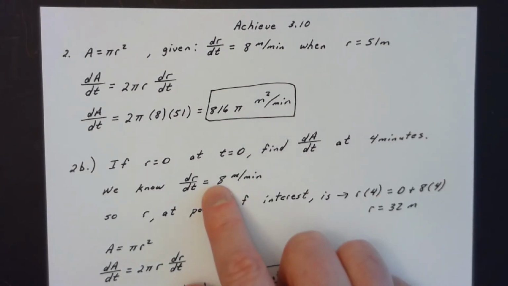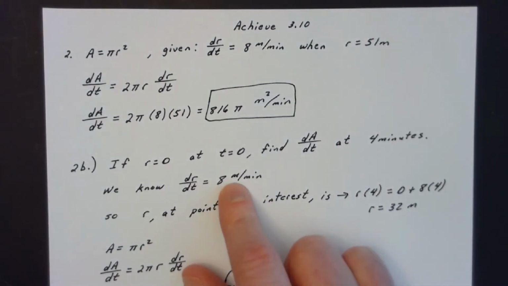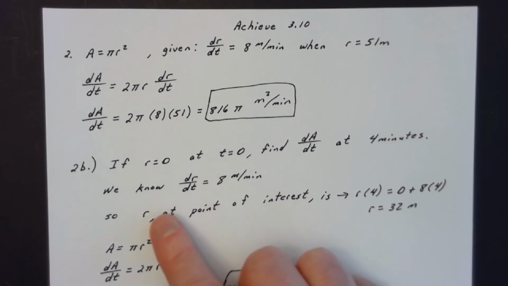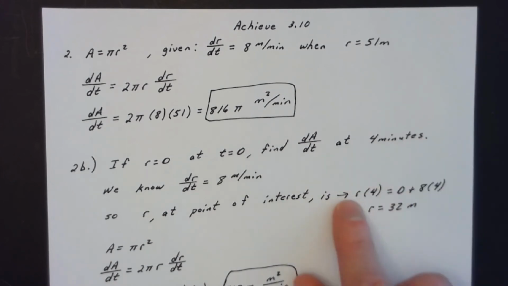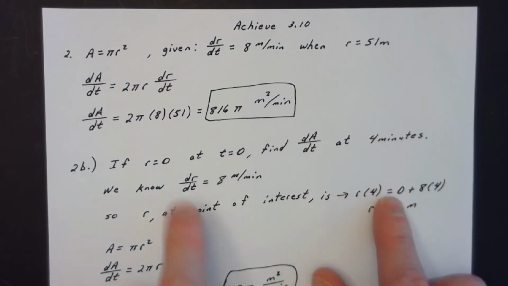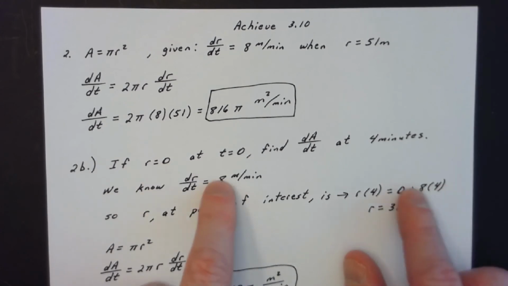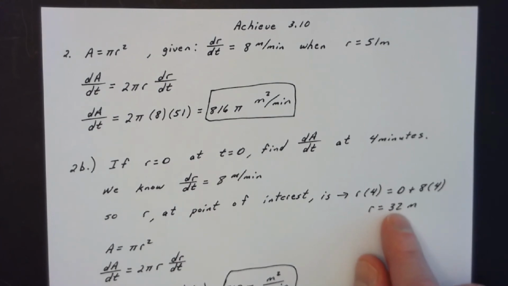So we have to assume that the radius is changing at the same constant rate from the very beginning of this problem. So we say, well, the radius is still increasing by 8 meters per minute. In that scenario, we're interested in what the radius is at the point of interest at 4 minutes. So you have to say, well, r evaluated at 4 would be the initial size of r, which is 0. And then distance equals rate times time, so it's growing at a rate of 8 meters per minute for 4 minutes. So we can see, well, okay, the radius is 32 meters at the point of interest.